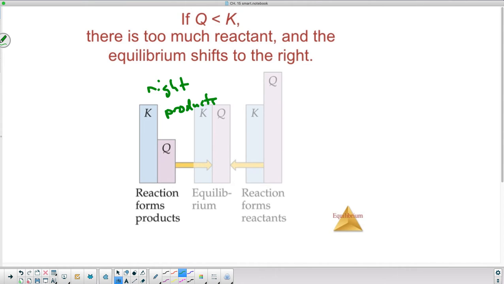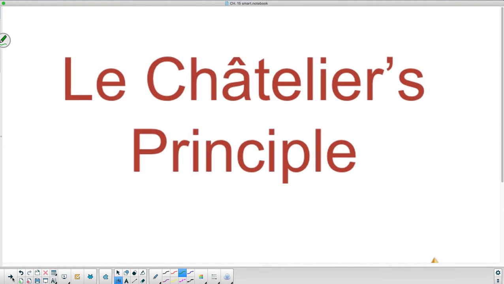So Q is actually a pretty easy thing. Once we know the formula for K, that expression, we know what Q is automatically because it's the same expression. We're just not sure if the concentrations are at equilibrium or not. And that's why we do the same calculation to figure out if it's equilibrium.